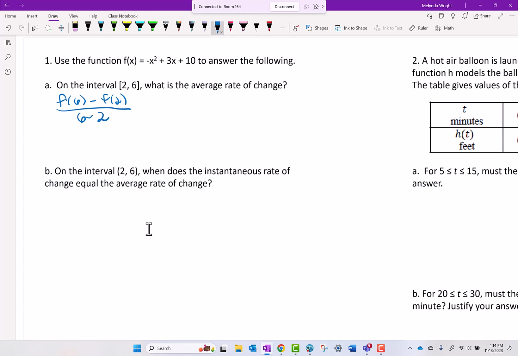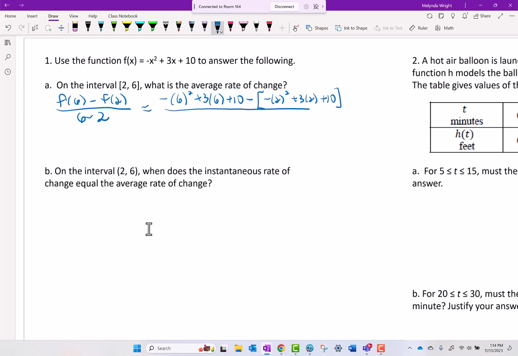Now, what I'm going to do is go in my calculator and make my calculator do that. If I didn't have a calculator, I'll just write it out. I'll use a calculator, but if I didn't have one, what I would do is put 6 everywhere the x is, minus, and then put 2 everywhere the x is.